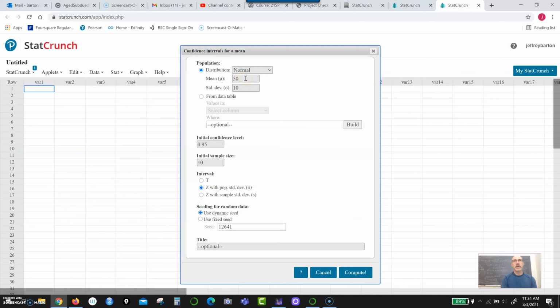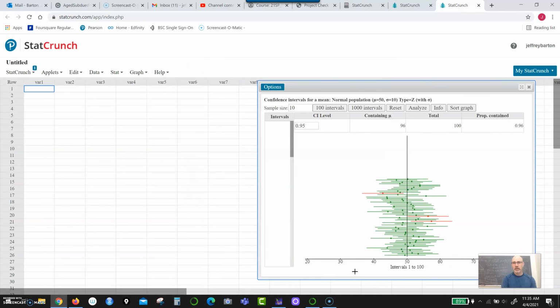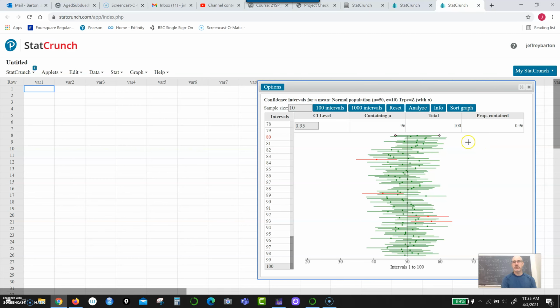So this is one where we know the mean to be 50, but we're going to simulate taking 100 different simple random samples from the population, finding 100 different x-bar estimates for the mean of 50, forming 95% confidence intervals for all 100 samples, and then we check to see how many of those really captured the true mean of 50. All right, so we hit Compute. And this graph displays all 100 confidence intervals. The green dots are the sample means, and the intervals extend from sample mean minus margin of error to sample mean plus margin of error.